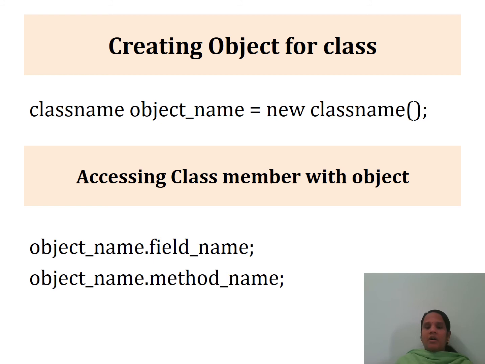So how to create an object for a class? Initially the class name is employee, so employee. Object name you can give whatever you like, object 1, object 2 or some other name. New is a keyword. Class name is employee. We created a file name as employee, so here you have to give employee. So how to access the object? Object name dot field name. Next one, object name dot method name.